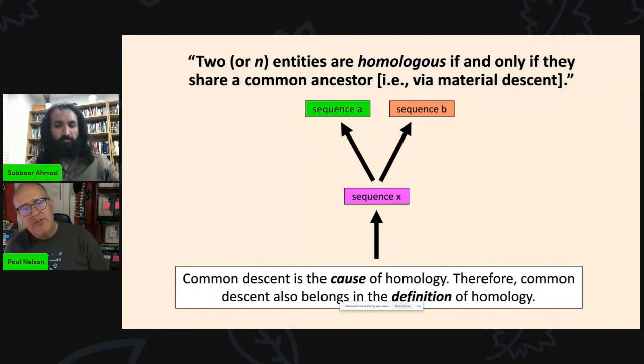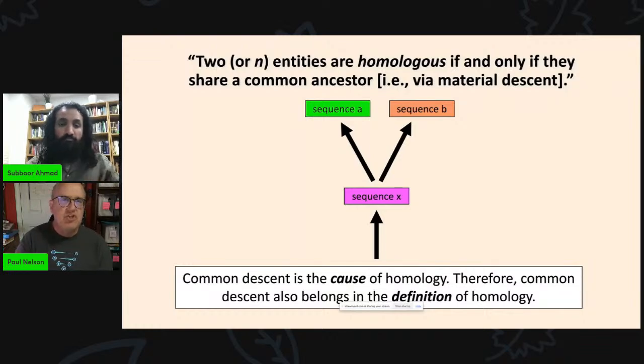Now, what happened with Darwin is homology, of course, was known and being mapped well before Darwin, really all the way back to Linnaeus or further back in time. Homology was known as a phenomenon. What Darwin did is he gave it a causal account, descent with modification. And what happened then is the cause of homology was incorporated into the definition of homology. And that creates some logical problems, as we'll see in a moment.